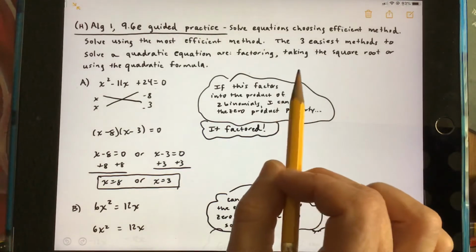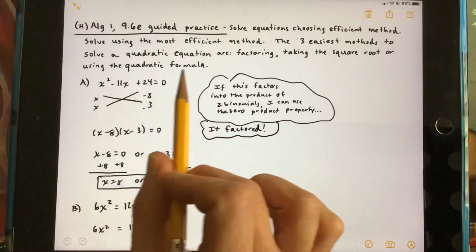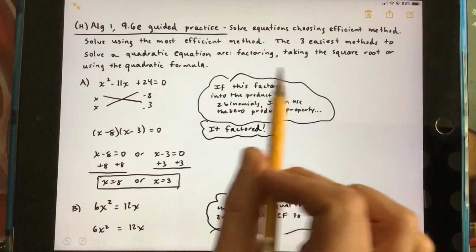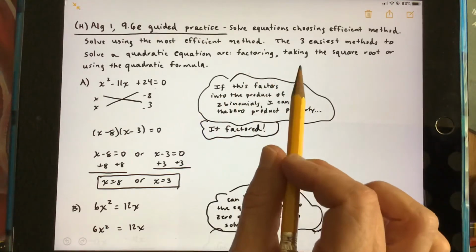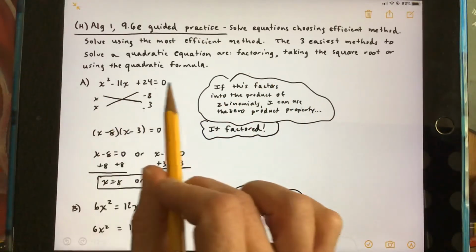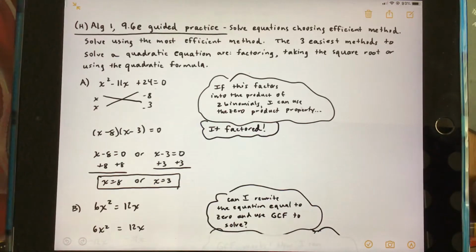The 3 easiest and most efficient methods to solve a quadratic equation are factoring when it works, taking the square root when it works, and when those 2 easier methods don't work, then we jump to the quadratic formula typically. The quadratic formula can actually be used to solve any quadratic equation, but if you can factor or take the square root, it typically makes it easier to solve that equation. So let's take a look at some specific examples and see how this works.